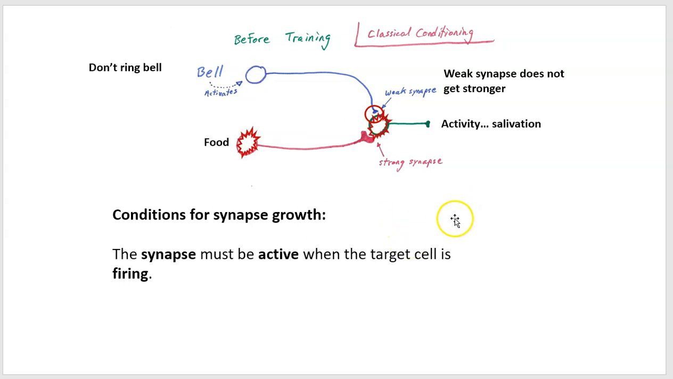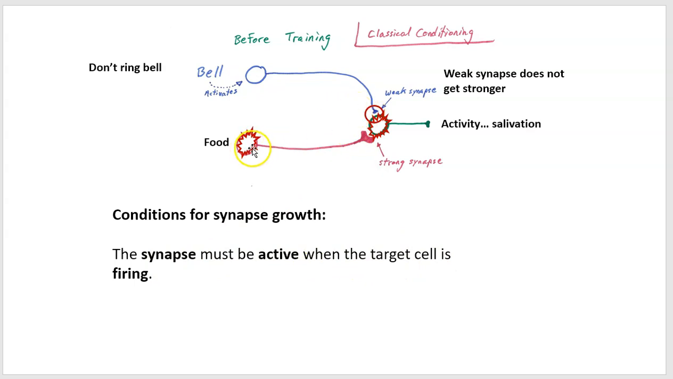Let's look at another condition for synapse growth. Here, we're not going to ring the bell. We're just going to present the food. If we just present the food, sure, we're activating the target neuron and we get salivation, but the synapse in the bell pathway does not get stronger, right? Now, why is that? Because you need activity in this pathway for that synapse to be strengthened. So the synapse must be active when the target cell is firing if you want growth at that synapse.